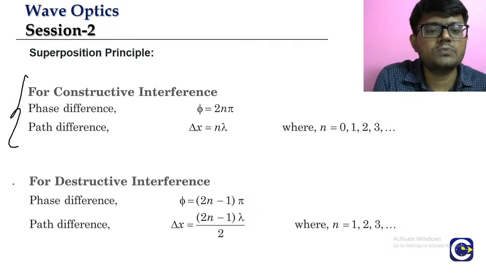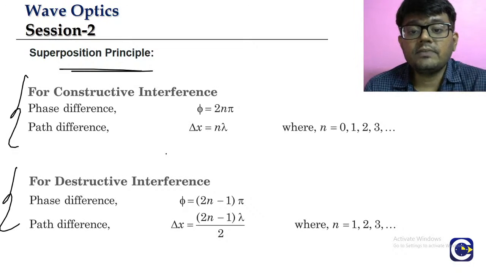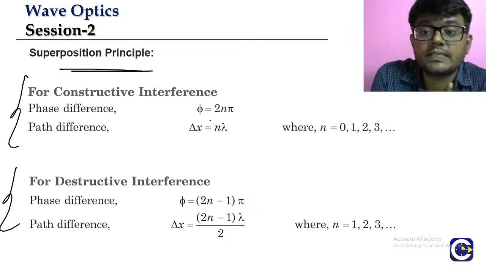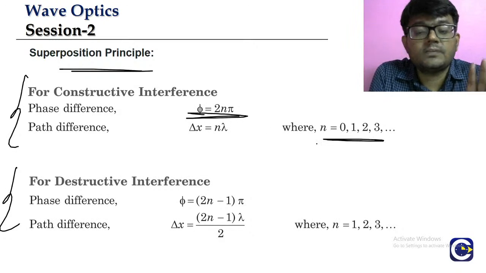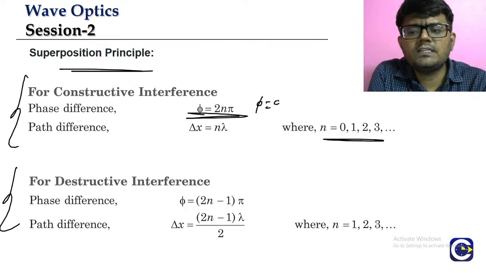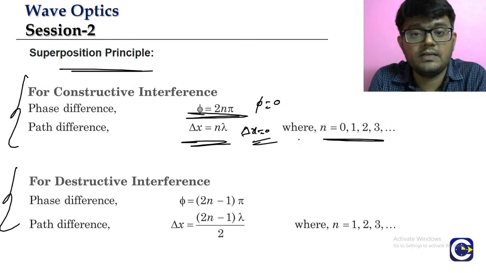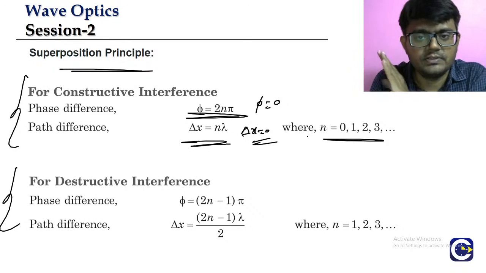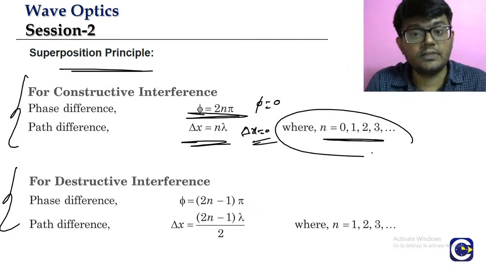But let us summarize what we have seen. These are the conditions for constructive and for destructive. For constructive, the phase difference is 2n pi, where n is an integer including 0, because if you put n as 0, the phase difference is 0 and the corresponding path difference is also 0. That we also discussed. So the phase difference is 2n pi and the path difference is n lambda, with n from 0 onwards. That is the condition for constructive interference.